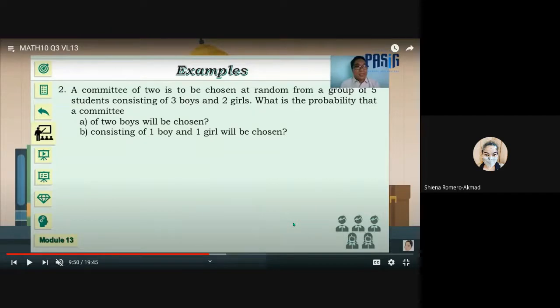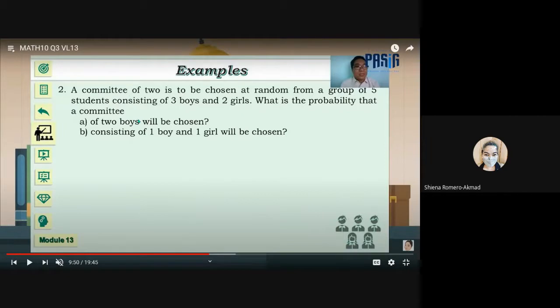Combination of 3 taken 2. Yes, combination of 3 taken 2. Bakit 3 taken 2? Kasi boys pa lang yung kinoconsider natin dito. Boys pa lang. Combination of 3 taken 2. And what is combination of 3 taken 2? Three po. Yes, the correct answer is 3.